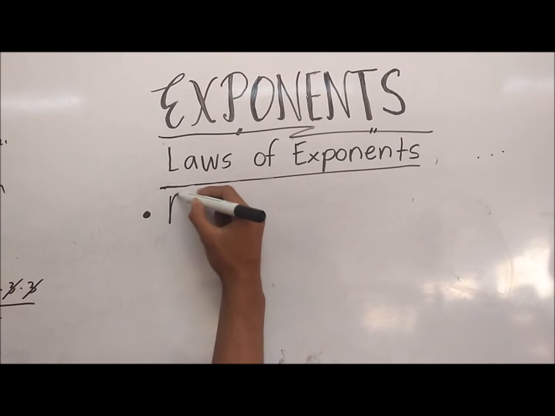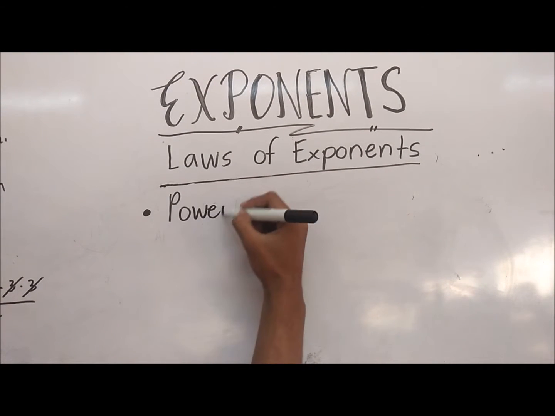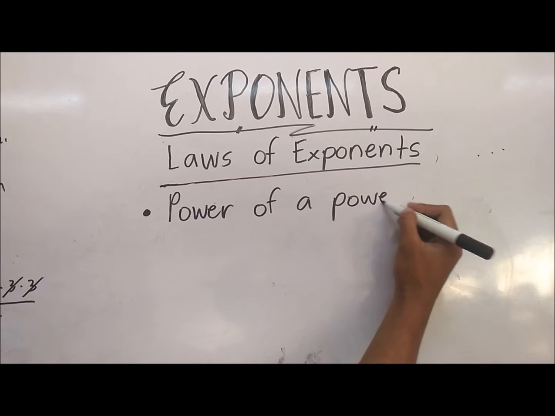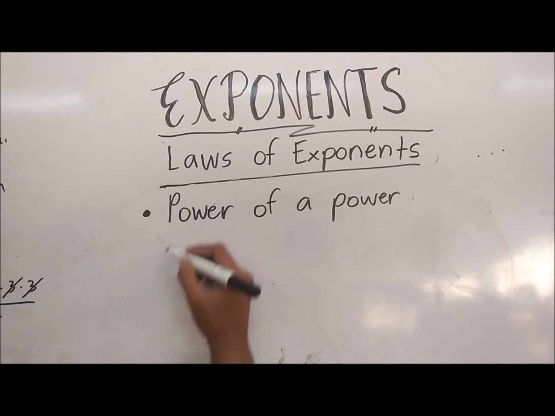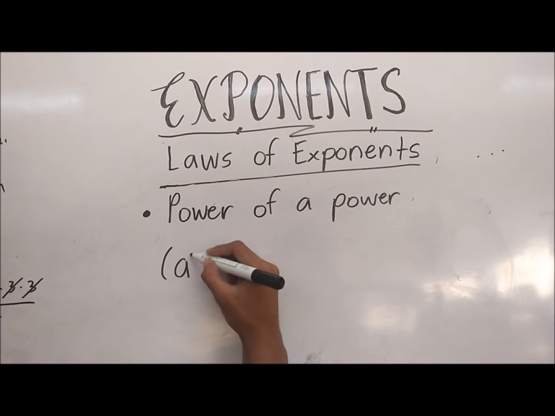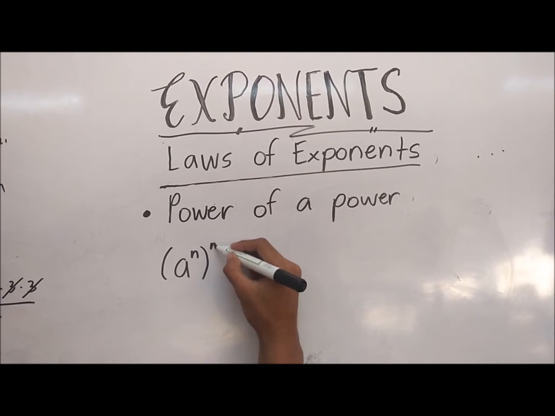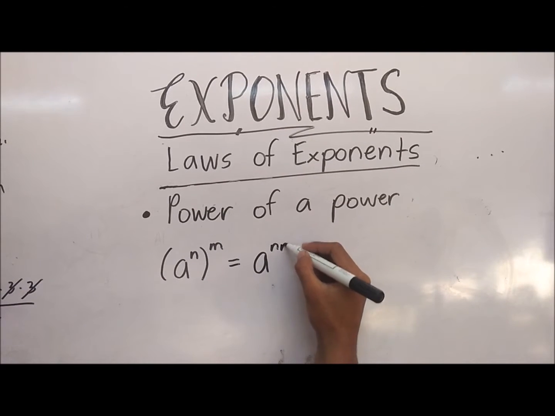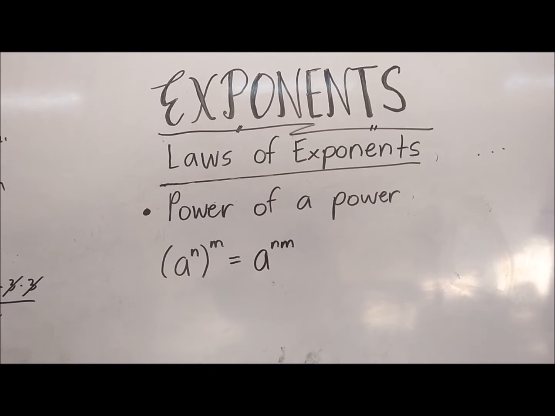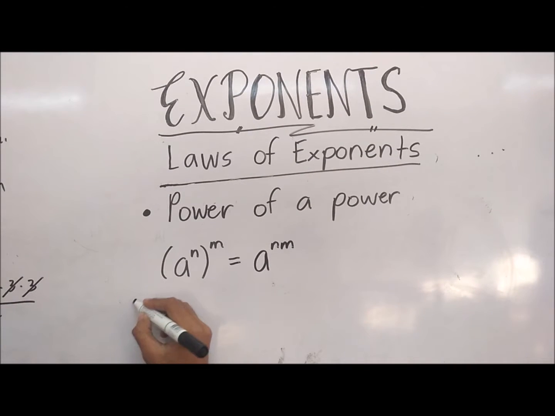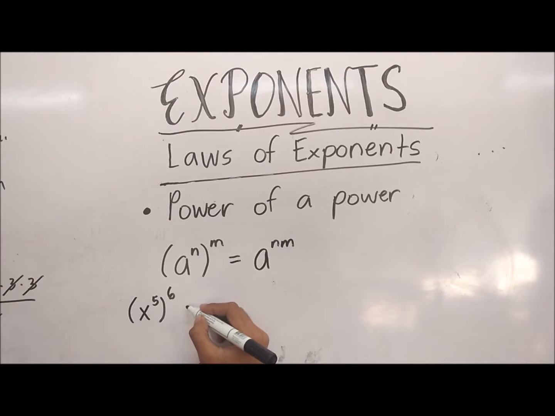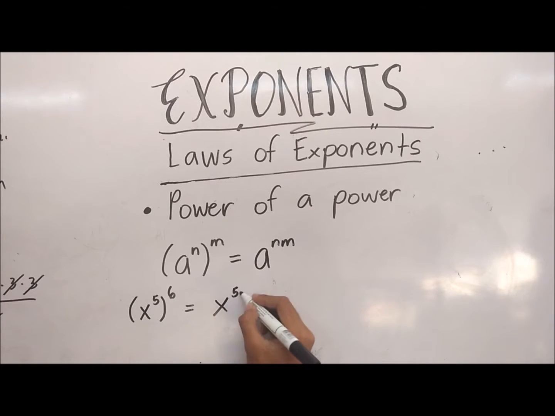Next is the power of a power. The rule simply means when raising a power to a power, multiply the exponents. It is in the form quantity a raised to n, raised to m, is equal to a raised to n multiplied by m. For example, quantity x raised to 5, raised to 6. Simply multiply the exponents. It is equal to x raised to 30.